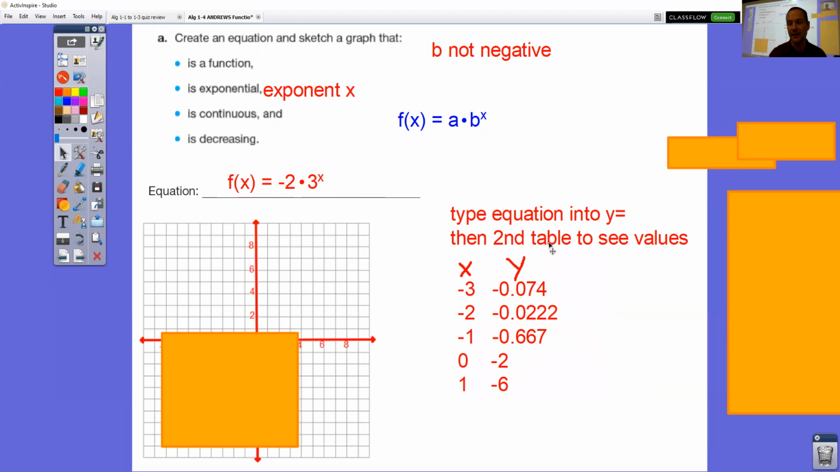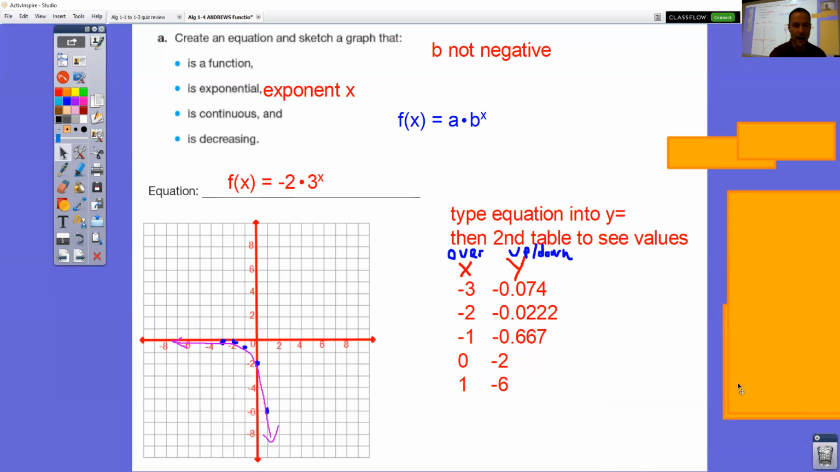Go to second and then table to see your values. Table is the graph button in the upper right hand corner, but you have to hit the second button first. That gets us our points. Remember, when you graph points, your x value is how many we go over. Your y value is how many you go up or down. So when we go to graph our points, we're going to graph it.